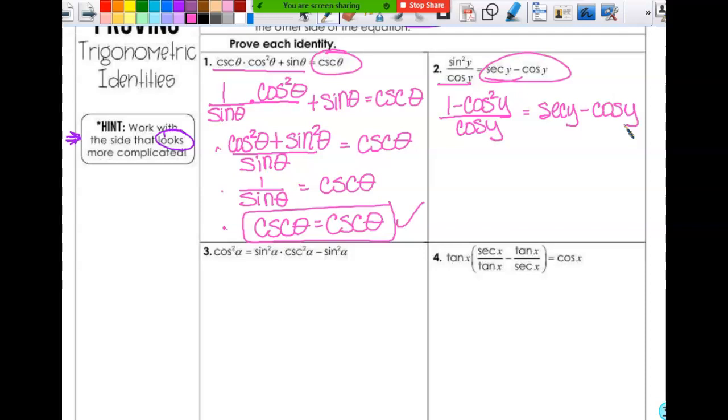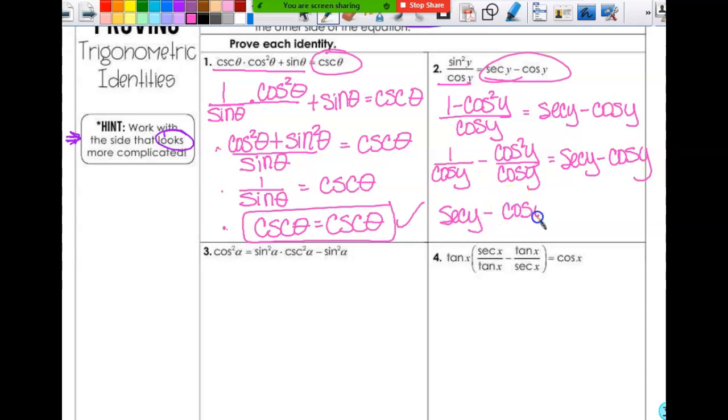And that's the one that doesn't necessarily come to mind like, oh, that's what I'm going to do, but that's going to be very handy in these. So this is going to be 1 over cosine y minus cosine squared y over cosine y. And then I rewrite secant y minus cosine y. Everybody good so far? All right, so then 1 over cosine, that is secant. Cosine squared over cosine is cosine y, and that equals secant y minus cosine y, and we're done.